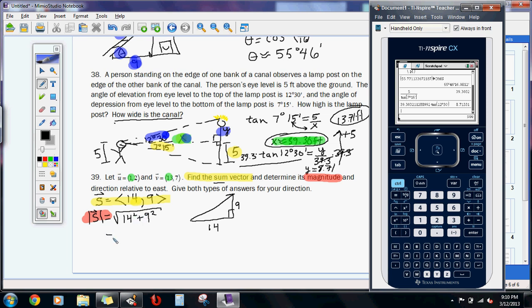Okay? But this actually equals the square root of 277, which actually comes out to approximately 16.64. Okay? So that is the magnitude that we're talking about with this vector. All right, so find the sum vector, determine its magnitude, and then now the kicker is on this one, you want to find its direction relative to east. Okay? That's what we were looking for, the direction relative to east.